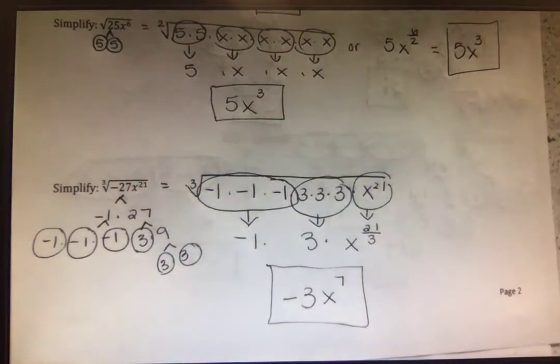So, next page. Last page for this section. So I have the square root of 36, x to the 8th, b to the 26th. Let's break down 36. We can have 3 times 12. 3 is done, so it gets circled. 12 is 2 times 6. 2 is done, so it gets circled. And 6 is 2 times 3.